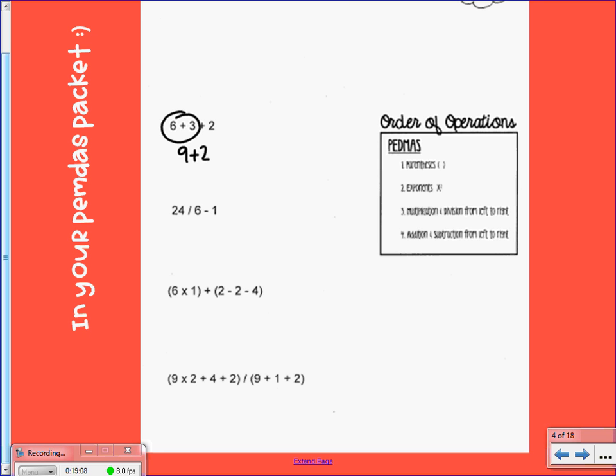This is kind of a short rewrite. It doesn't take a whole lot. We only have one operation left. 9 plus 2 is 11. And if you look at that beautiful triangle.